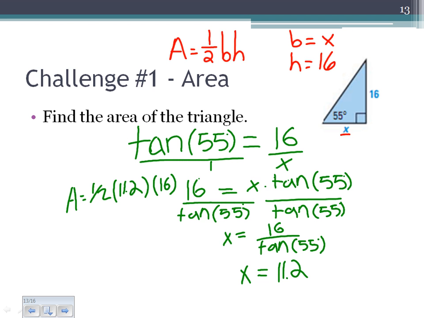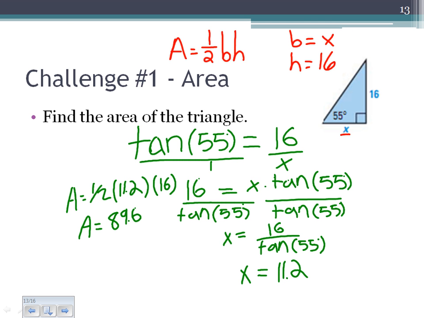How many people were able to get x? For those who didn't, what was the issue? Was it setting the problem up, using the calculator? Confused with the area part? Setting it up with opposite over adjacent? Was it solving? Did anybody have any problem solving the proportion?